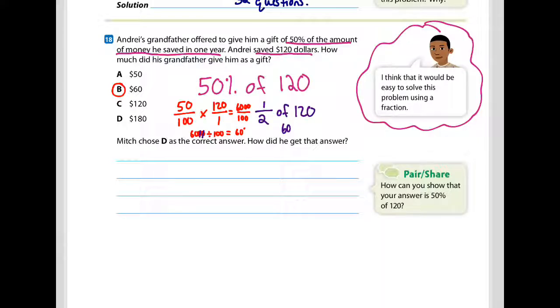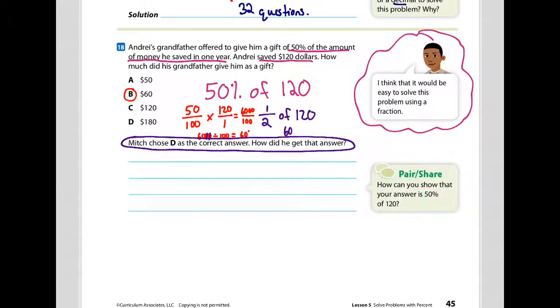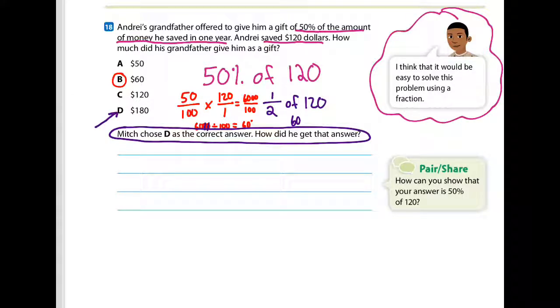But now, here's the last thing you're going to do. First off, you are going to answer this part that I'm circling. It says, Mitch chose D as the correct answer. How did he get that answer? So I want you to think for a little bit and write, you're going to pause it in a little bit and write, how do you think Mitch got 180? Now, I think I know how he got it, but you'll write how you think. Now, I'm going to split these lines in half because that answer is going to be on the left. But then you're going to do your pair share. How can you show that your answer is 50% of 120? And you're going to write that on the right side.